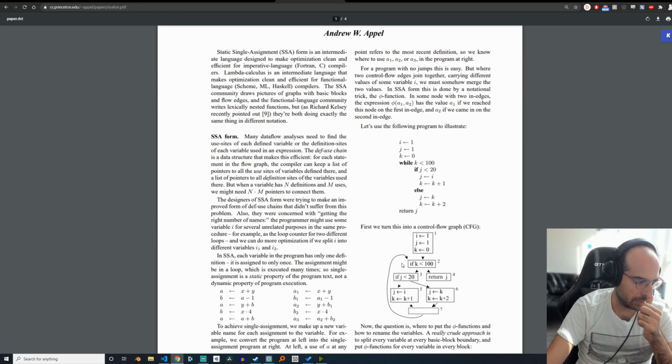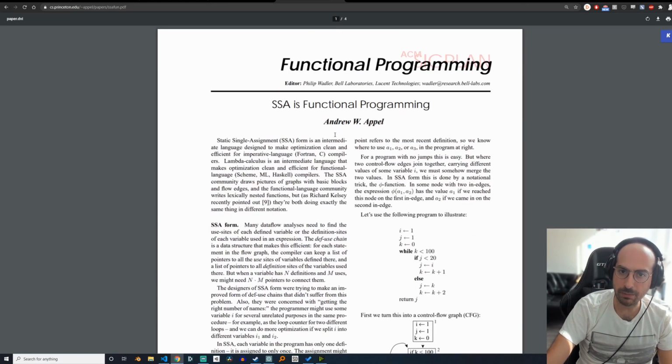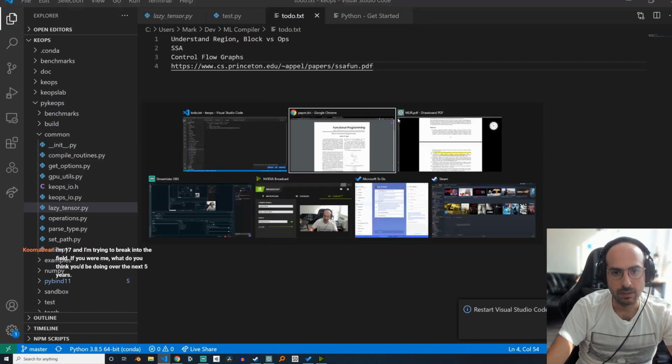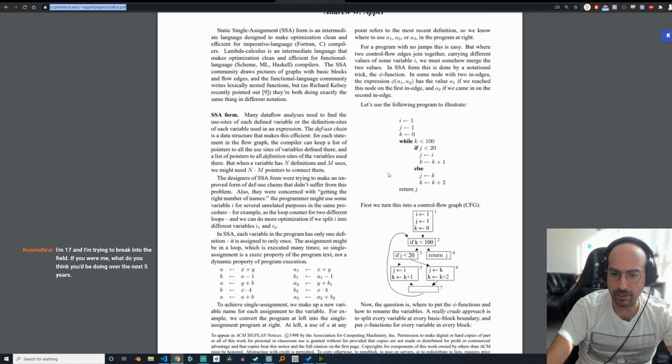Yeah, so this is what I was saying with the control flow graphs. This is a nice paper, actually. Looks very clean. But basically, you can see how you can take a program like this and turn it into computational graphs.